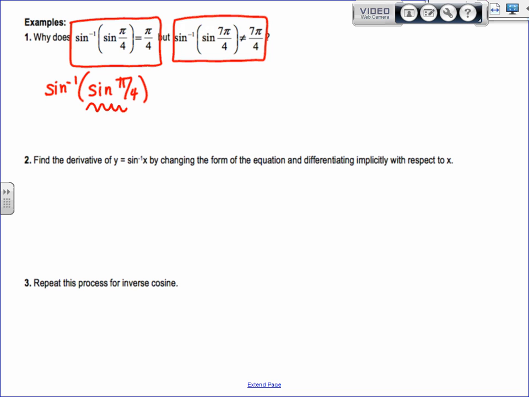Okay, let's start on the inside. Sine of pi over 4. Nia Townsend, what's sine of pi over 4? I got this. Root 2 over 2. Thank you. I knew you knew it.